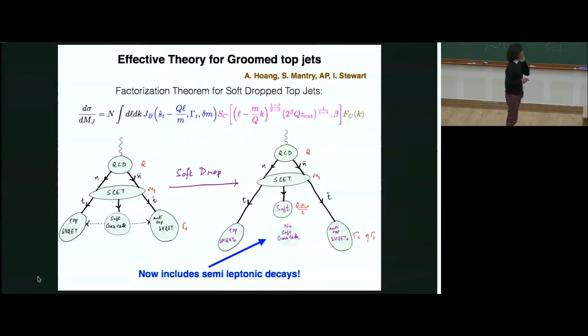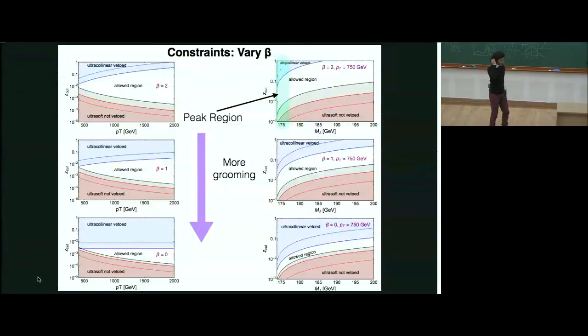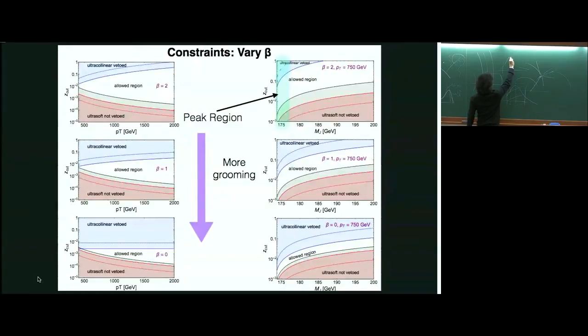It becomes more and more messy. But it still has the same jet function, but the soft function has now been changed. And you also have a model function. So if I vary my beta parameter, we can also ask how these constraints change. If I reduce my beta, I'm being more and more aggressive in my grooming, and you can see that rather squeezes you even more than if I increase my beta. And this is my peak region, so it also matters where the jet mass is measured. Okay, so I've fixed my PT over here to 750 GeV, and the constraints will also change with where I am in my spectrum. Modes which live here, modes which contribute to this area of jet mass, will be affected differently by grooming than the modes which live here.